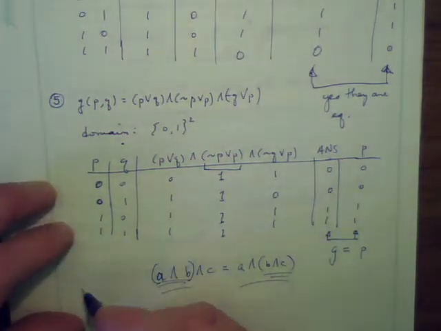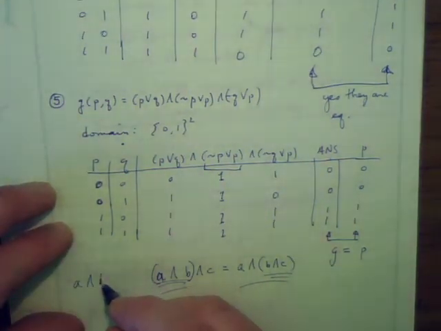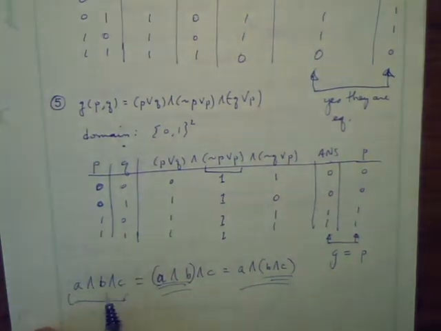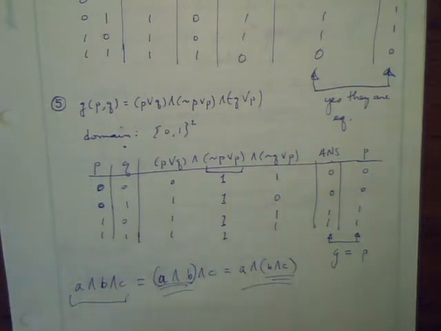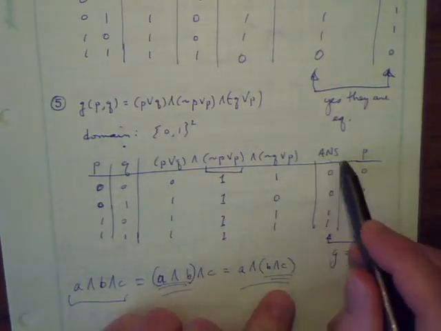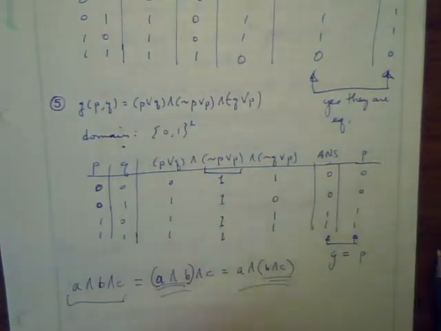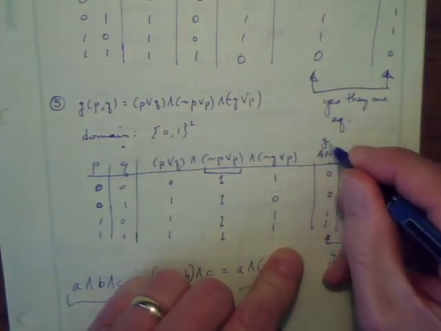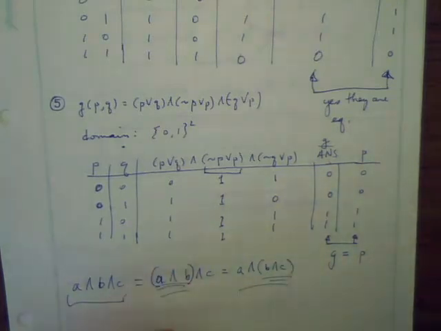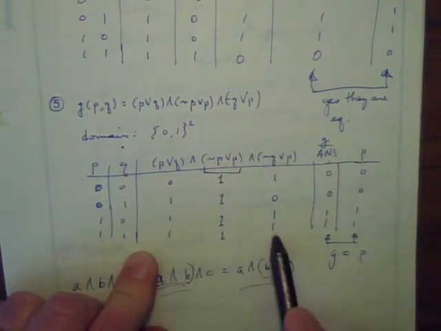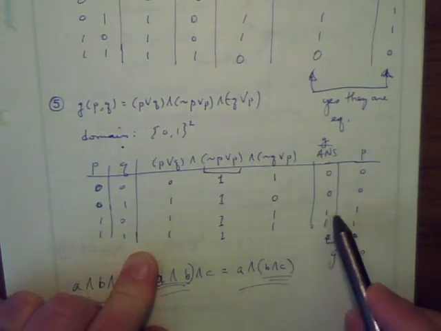But what I like to do is just to consider it as a big AND statement and say, look, the only time it's true is when all three are true. And that's what I've done here. So I look for my answer. I labeled this column answer, though I could have labeled this G, because it's the function G that I'm evaluating. I look for all three of these to be true. And all three are true in the bottom two cases.